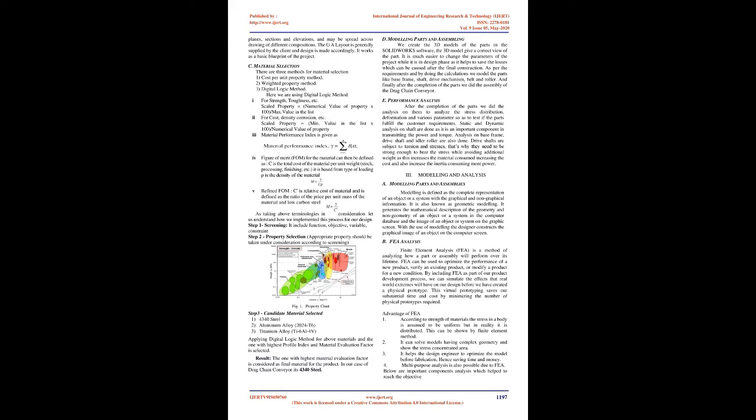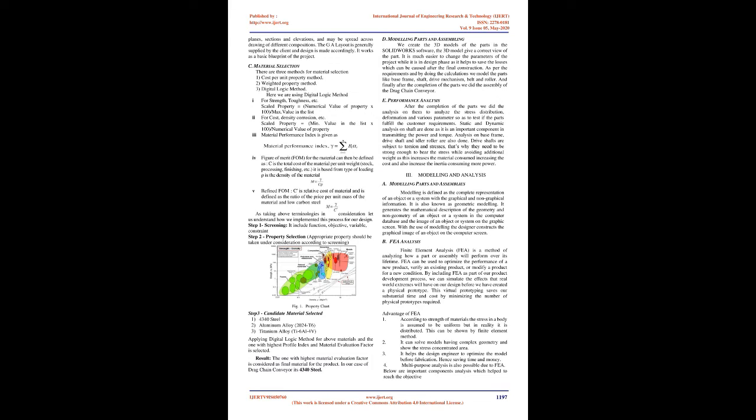Taking the above terminologies into consideration, let us understand how we implemented this process for our design. Step 1, Screening: it includes function, objective, variable, and constraint. Step 2, Property Selection: appropriate properties should be taken into consideration according to the screening. Fig 1. Property Chart. Step 3, Candidate material selected.